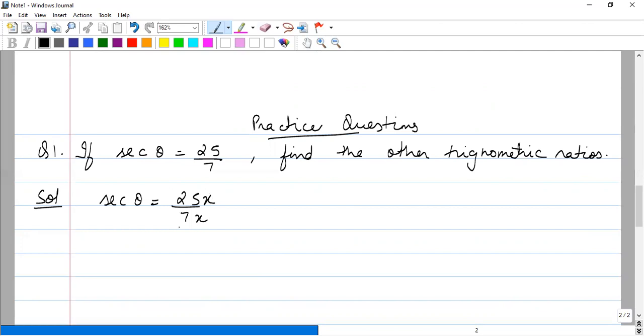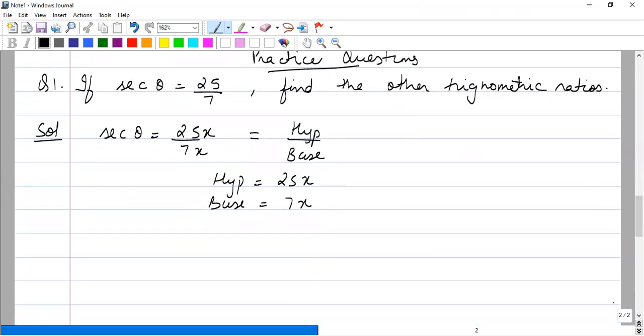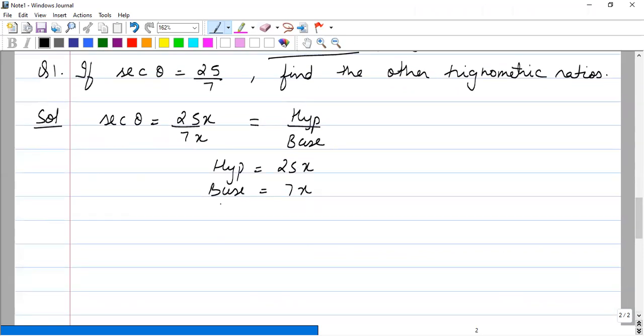Therefore, 25x by 7x. The formula for sec theta was hypotenuse by base. Therefore, hypotenuse becomes 25x, base becomes 7x. If we can find the third length, perpendicular, using Pythagoras theorem, we will be able to calculate the other ratios, right? So by applying Pythagoras theorem, we will calculate the third side.